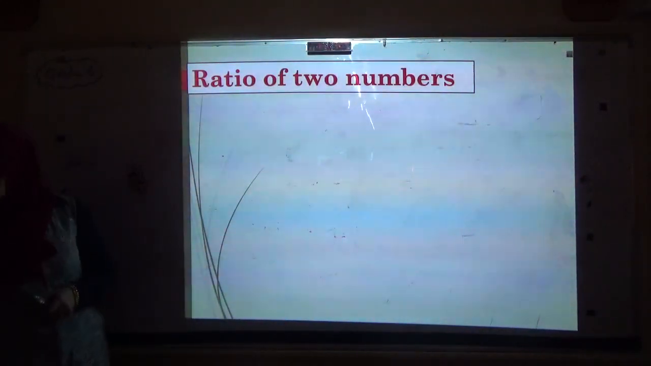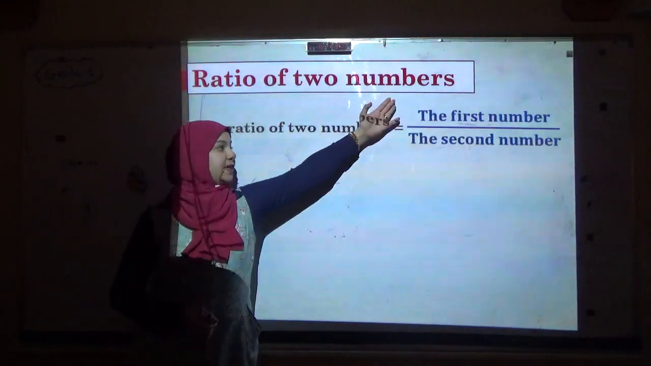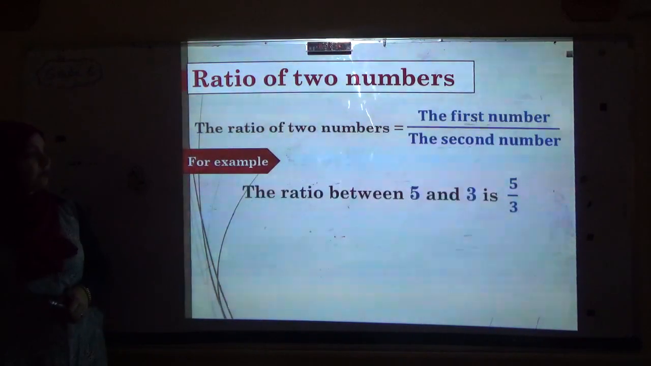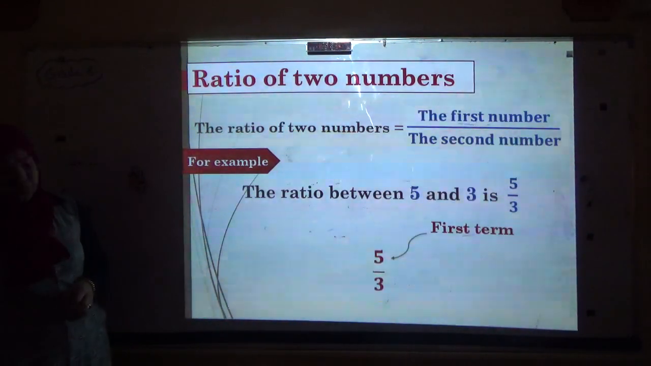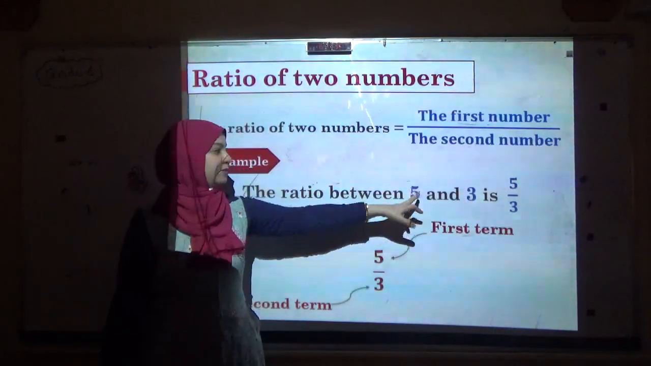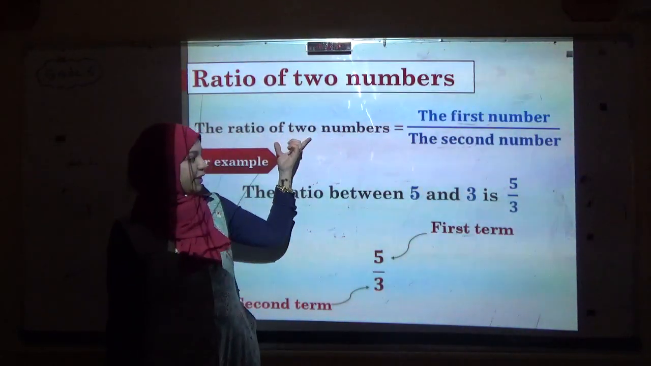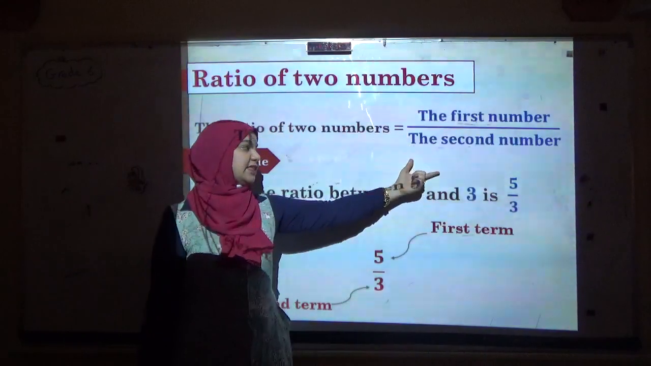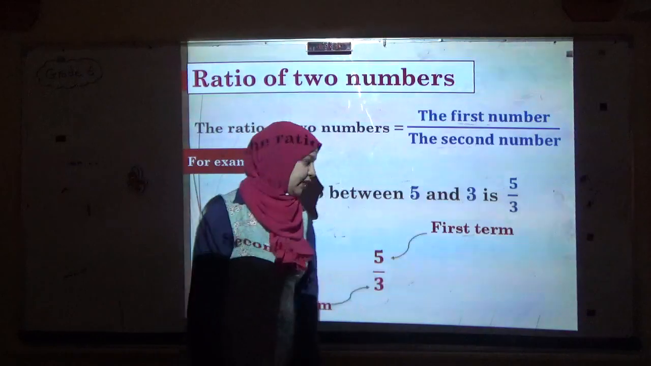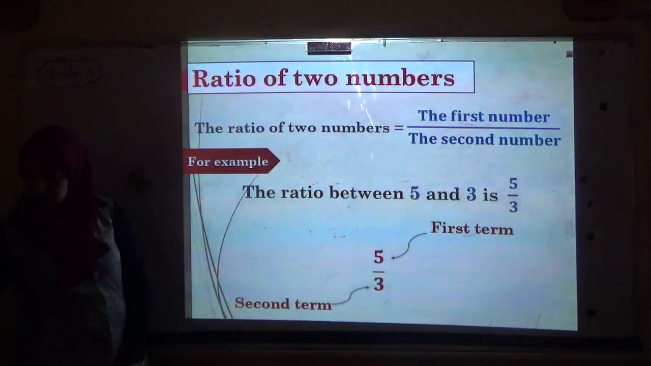Now to find the ratio of two numbers, the ratio of two numbers equals the first term over the second term. For example, to find the ratio between the two numbers 5 and 3, the ratio between them is 5 over 3. Because, as we said, the ratio of two numbers is the first number over the second number. So the ratio between 5 and 3 is 5 over 3, because 5 is the first term and 3 is the second term.